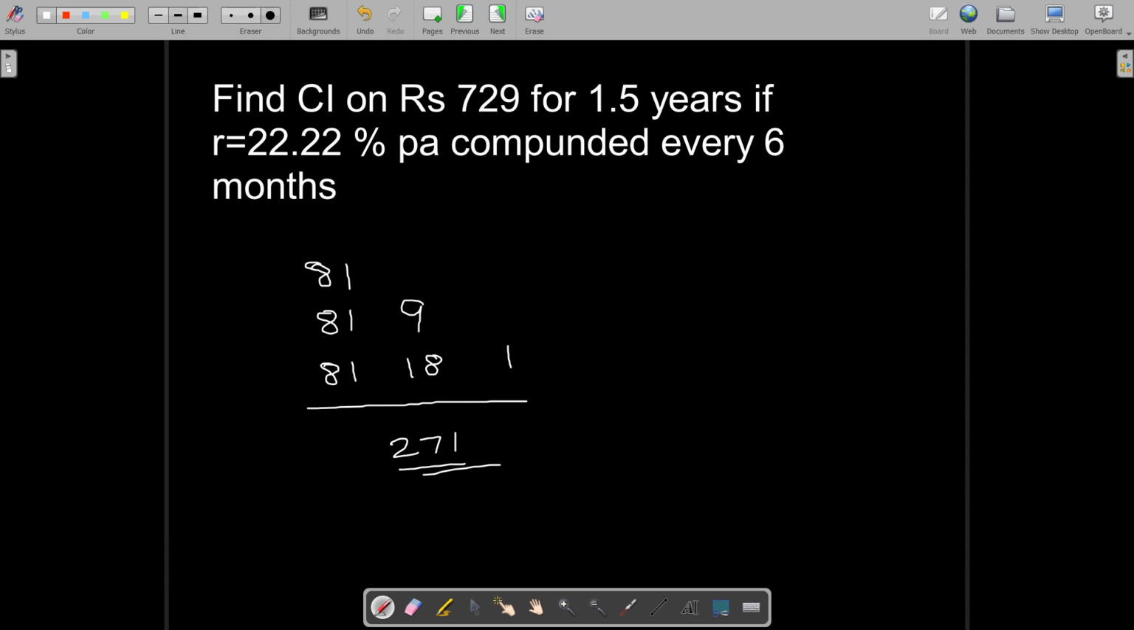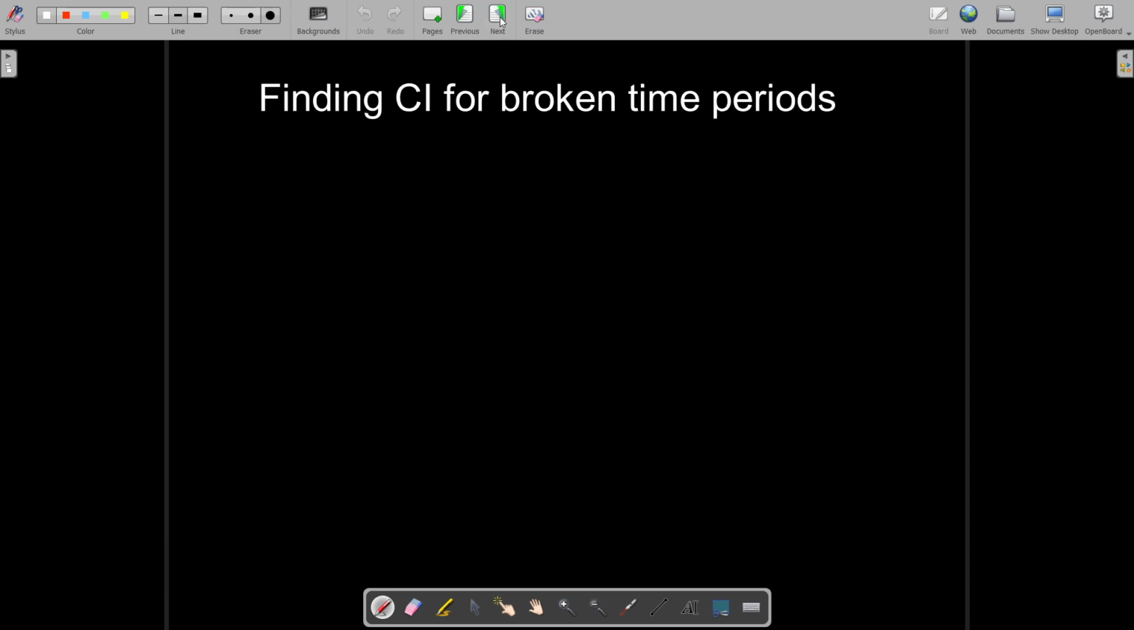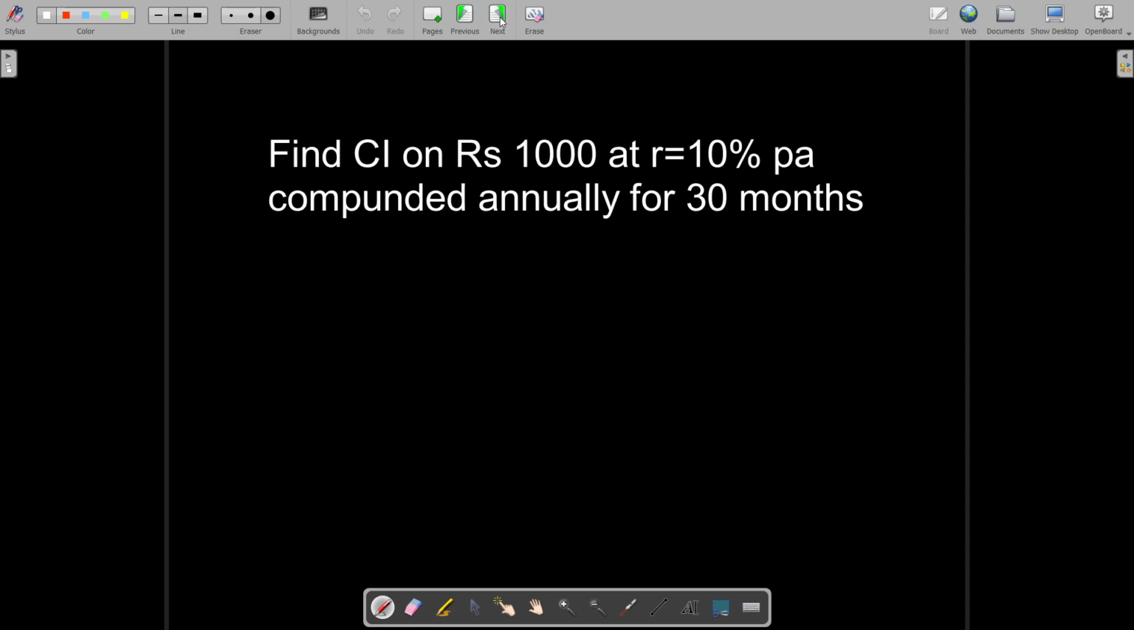Moving on to the next topic, finding CI for broken time periods. This is a pretty controversial one. I will try to teach you the basics of it. Find CI on a sum of rupees 1000 at 10% per annum compounded annually for 2.5 years or for 30 months.